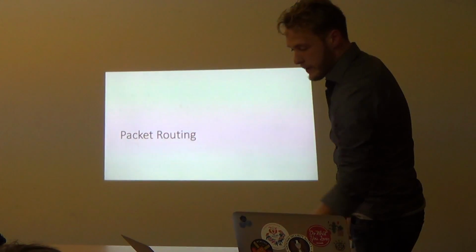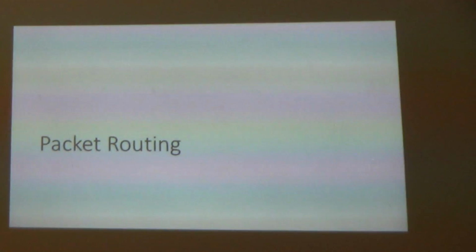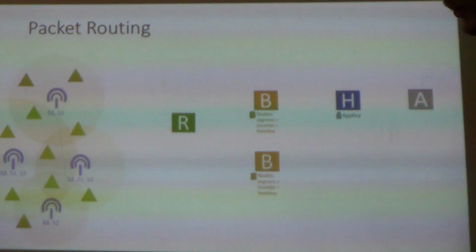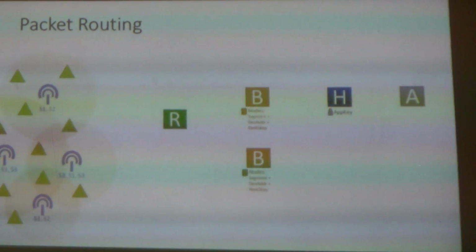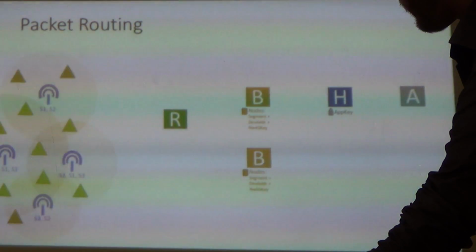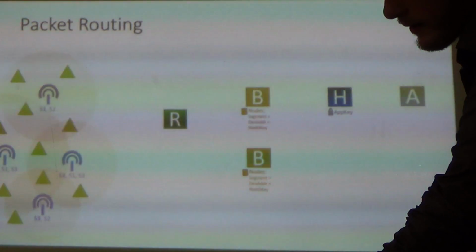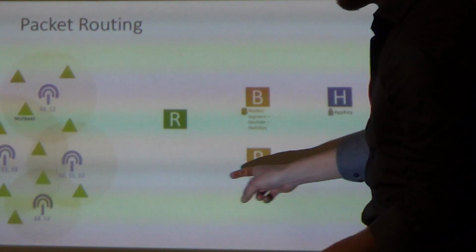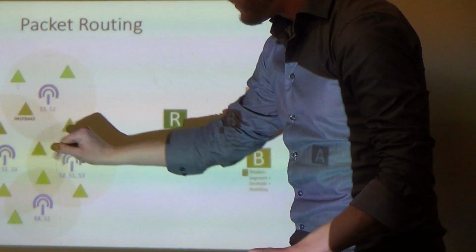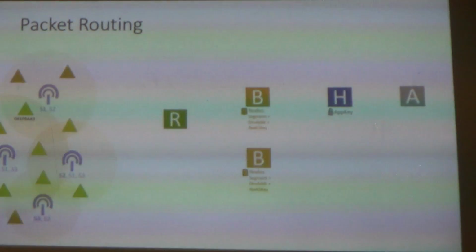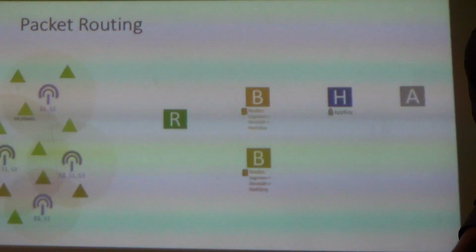So then packet routing, it's the key use case, of course. We start with this map again with gateways on the left and one router and a few brokers, a handler and an application. For example, if you have a node here and it has an address, this address could be either obtained from over-the-air activation or a personalized hard-coded address. It doesn't really matter.